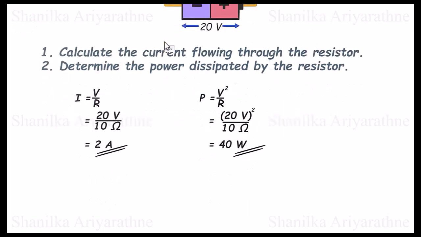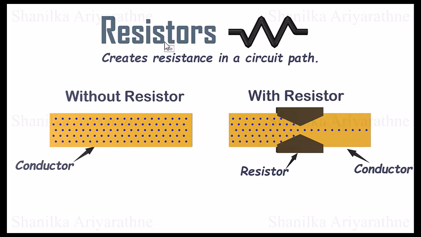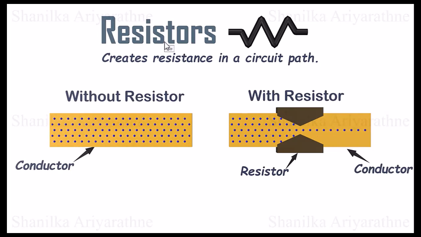Now let's talk about resistors. A resistor is a passive electrical component that creates resistance in the flow of electric current. They can be found in almost all electrical networks and electronic circuits. Imagine a resistor as an electron barrier. It blocks the electron flow and reduces the number of electrons flowing through a conductor at a time.